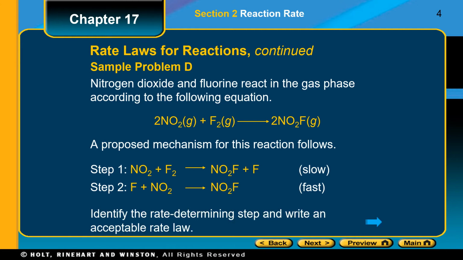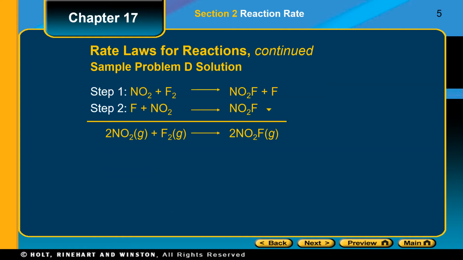So what we need to do with this chemical reaction is to identify the rate determining step and then write an acceptable rate law. So if you look at what's given here in step 1 and step 2, we know that the rate determiner is the slowest step. So the rate determining step is step 1. So here are the two steps, and as we look at this, we can see that we have some intermediate structures that can be canceled out.